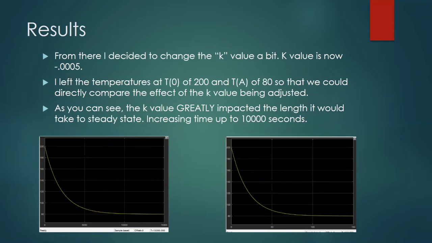After this, I changed up the k value. I changed it from negative 0.05 to negative 0.0005. And I left the temperatures the same as the last one, at 200 for T naught, and the temperature of the atmosphere being 80. And you can see how much it affected it. Our time to cool went from 100 seconds to 10,000 seconds.